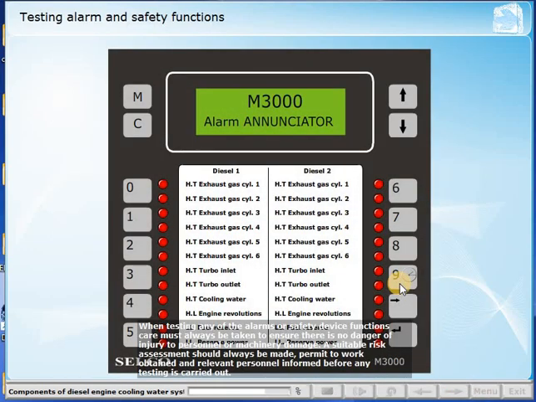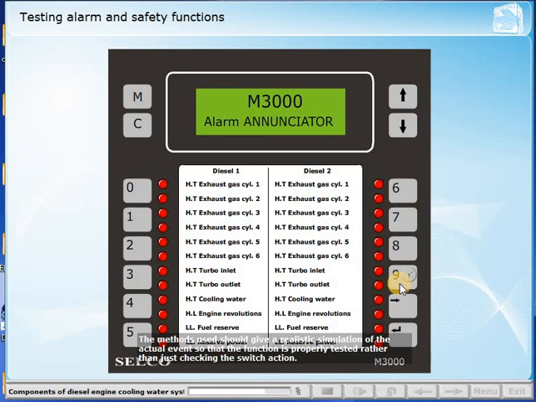When testing any of the alarms or safety device functions, care must always be taken to ensure there is no danger of injury to personnel or machinery damage. A suitable risk assessment should always be made, permit to work obtained, and relevant personnel informed before any testing is carried out. The methods used should give a realistic simulation of the actual event, so that the function is properly tested rather than just checking the switch action.